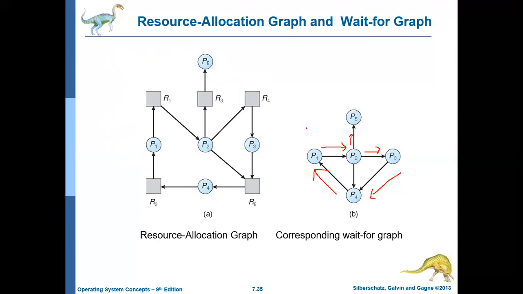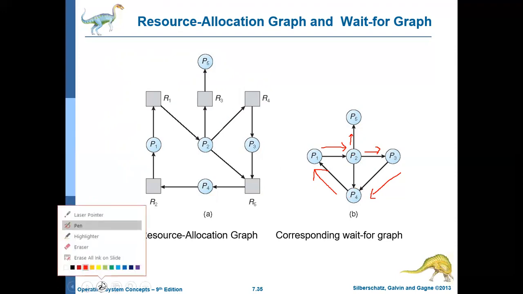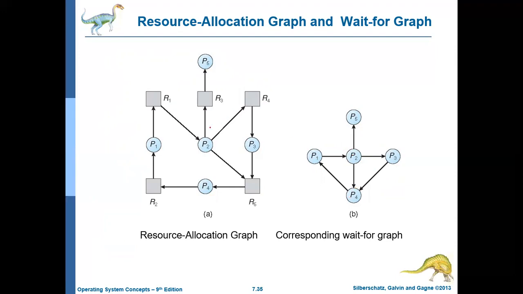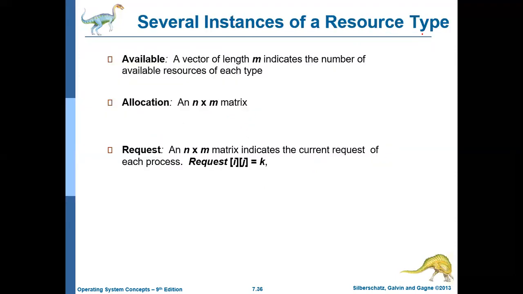If there is a cycle, then the wait for graph will confirm that there is a deadlock. Okay. And wait for graph is applicable only if there is a single instance of each resource type. Right. So this is how deadlock is detected by using wait for graph when there is one instance of each resource type. Okay. Next, let us see how to detect deadlock when there are multiple instances of each resource type.